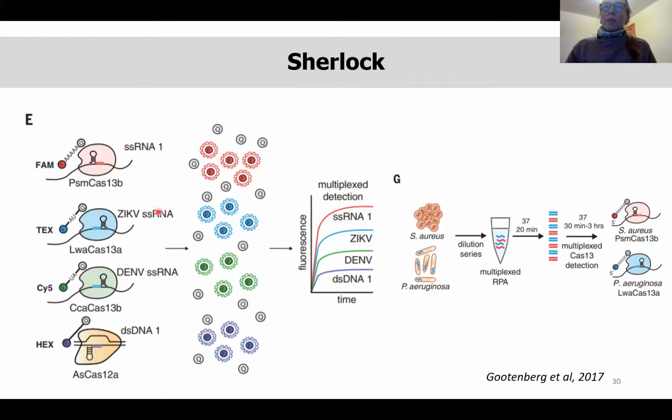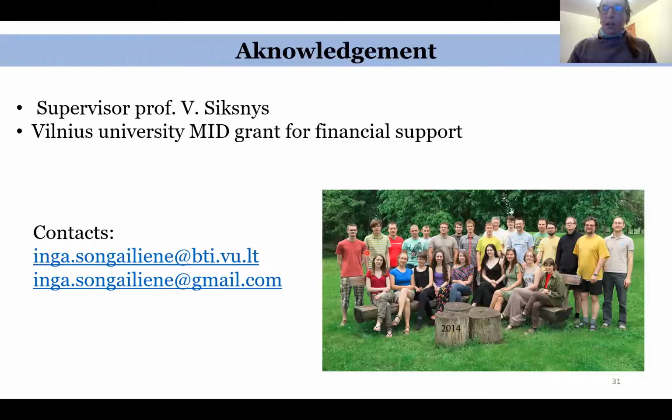So if different Cas13 proteins are applied for this method, a mixture of different viruses with different Cas proteins can be detected. Like Zika and dengue viruses can be detected by this method. So that's kind of it I wanted to show you.